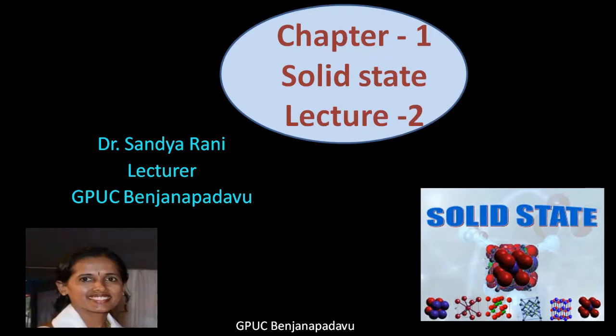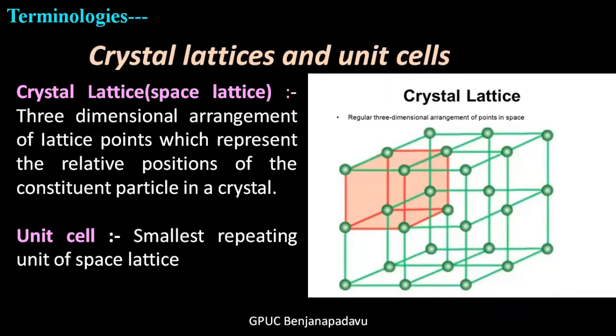So today, let us continue further. In today's session, we will be discussing the crystal structure: the terminologies that we come across in crystal study, the parameters that help us to define a crystal, and the various crystal structures. So first of all, let us look into the various terminologies that we come across in crystallography, or in crystal study. One of the most commonly used terminologies is crystal lattice, also called space lattice.